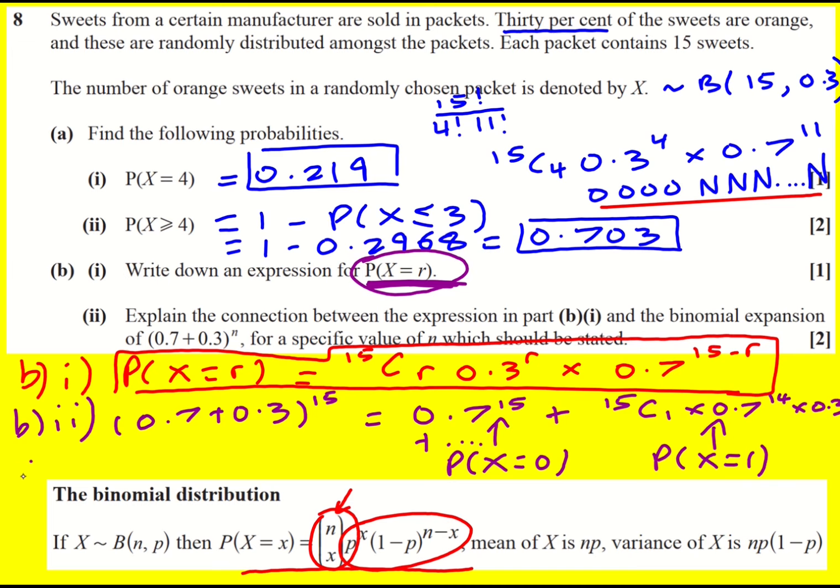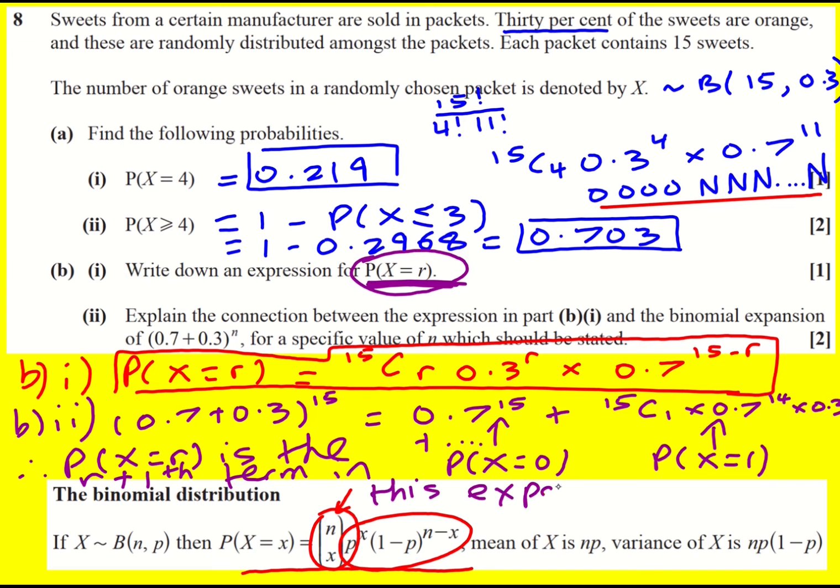And therefore, the probability x equals r is the r plus first term in this expansion. You could maybe have written it the other way around, so started with 0.3 to the 15, and then it would actually be the r minus 1th term. But if we do it like this, then it's the r plus 1th. Okay, well done.